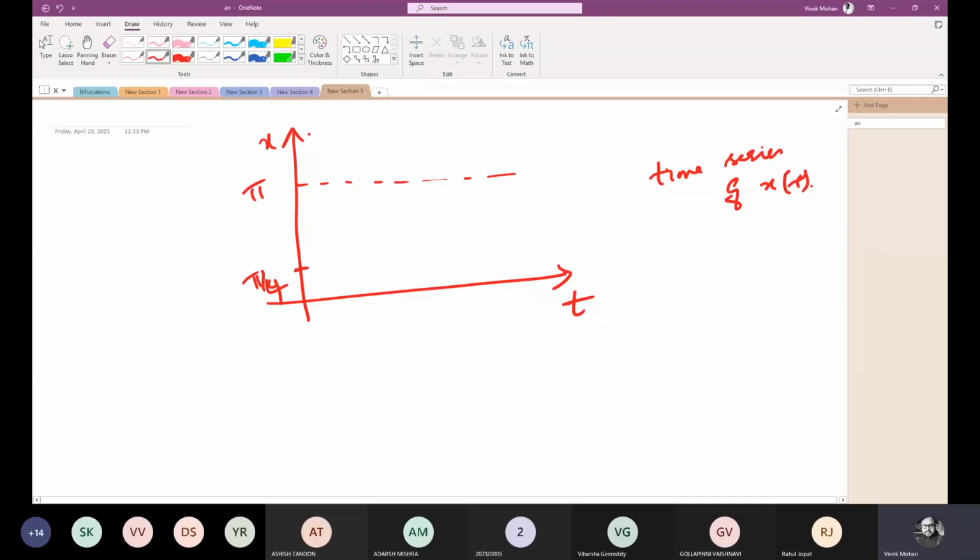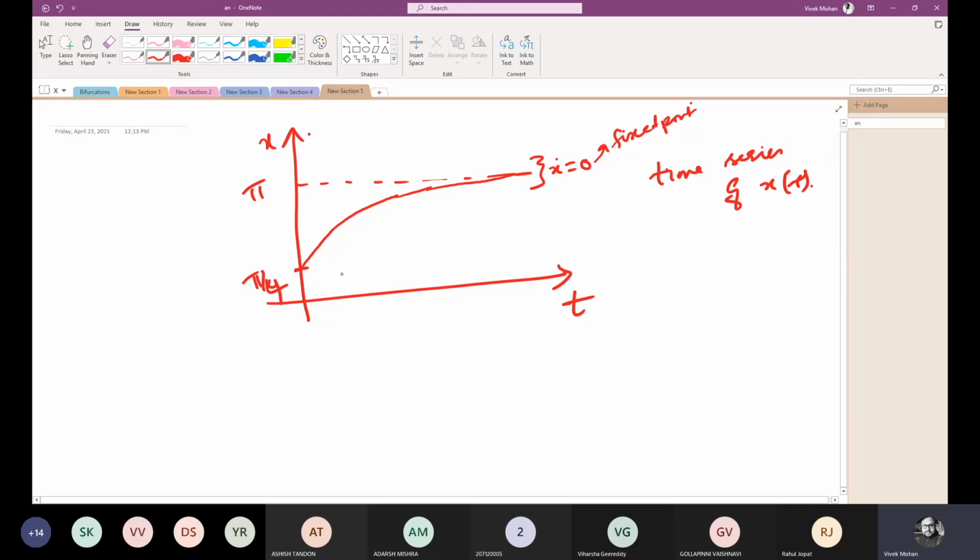So initially your speed is very high. Later, after pi by 2, your speed is decreasing. The particle speed is decreasing and slowly it reaches pi. And at x equals pi, x dot equals 0, which is a fixed point, right? So this is how we get it.